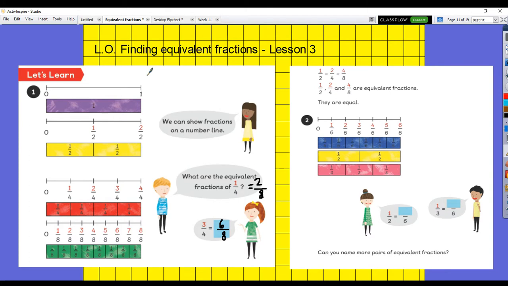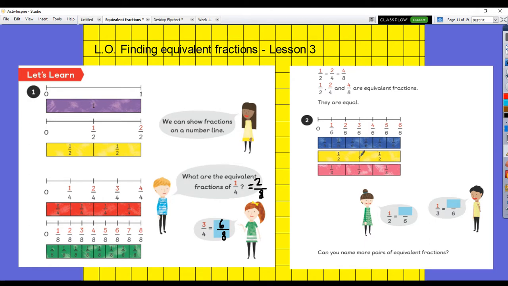They are equal. Okay? So what about a half then? If we have a half over here, what equivalent fraction is a half equal to? Well, we know it can't be 2/3 because the 2/3 line is over here. Okay, it's not equal, is it?